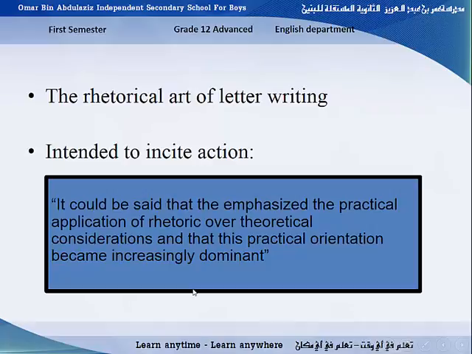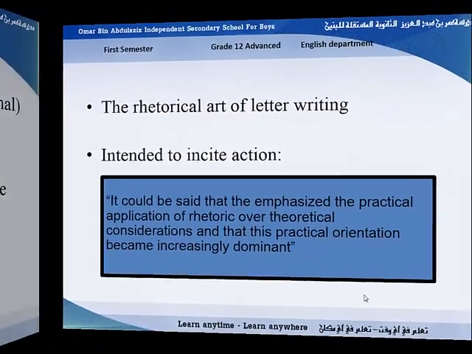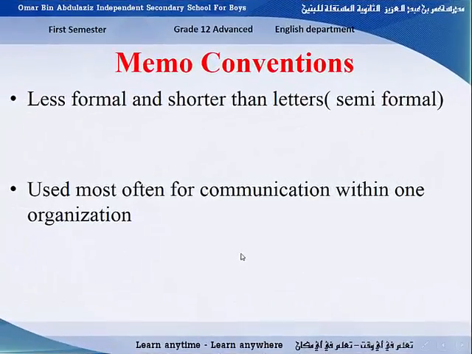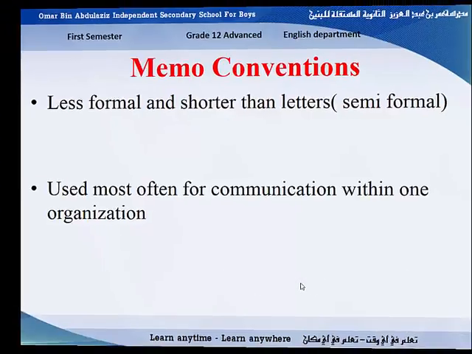The rhetorical art of letter writing intended to incite action. It could be said that they emphasized the practical application of rhetoric over theoretical consideration, and that practical orientation became increasingly dominant. So if you look at the memo, it's less formal and shorter than a letter, so it's semi-formal. Used most often for communication within one organization.